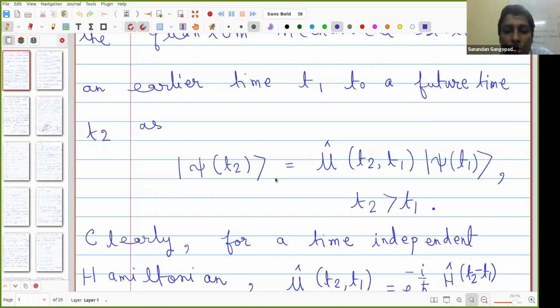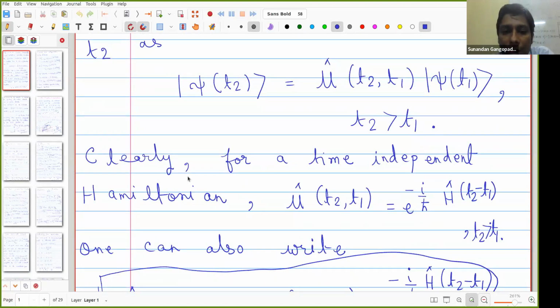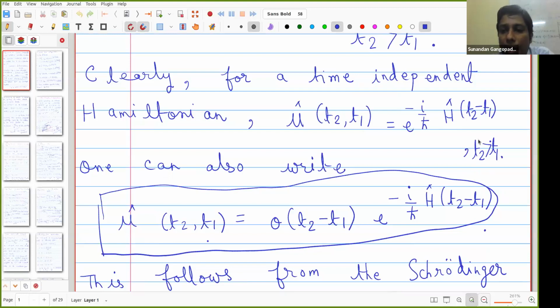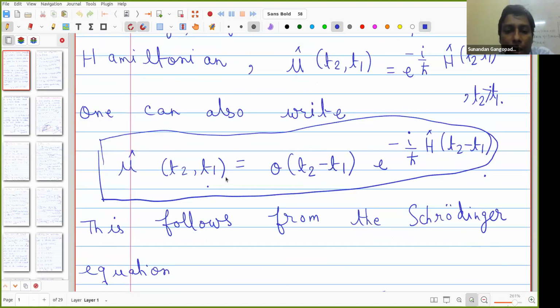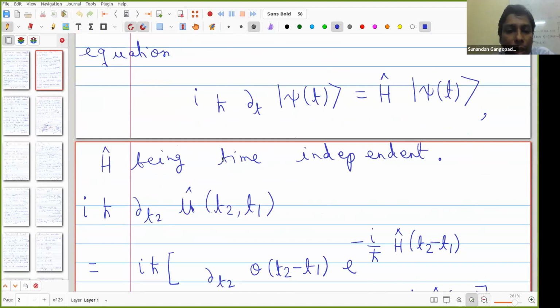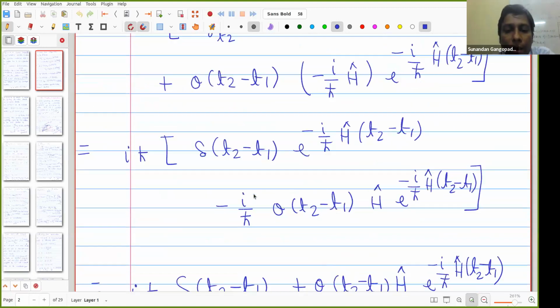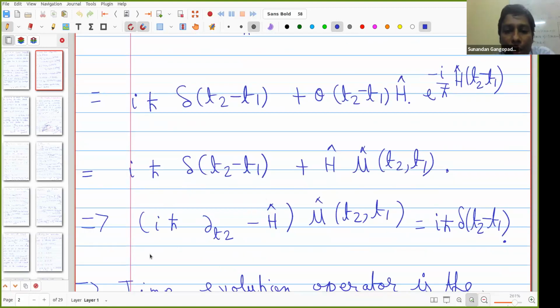So this is the time evolution operator, and I mentioned that for a time independent Hamiltonian, the time evolution operator is of this form. Then I showed a small result: if I write down the time evolution operator in this way, and take i h bar del by del t2 of it, that is, differentiate this time evolution operator at the later time t2, then we shall land up at this equation.